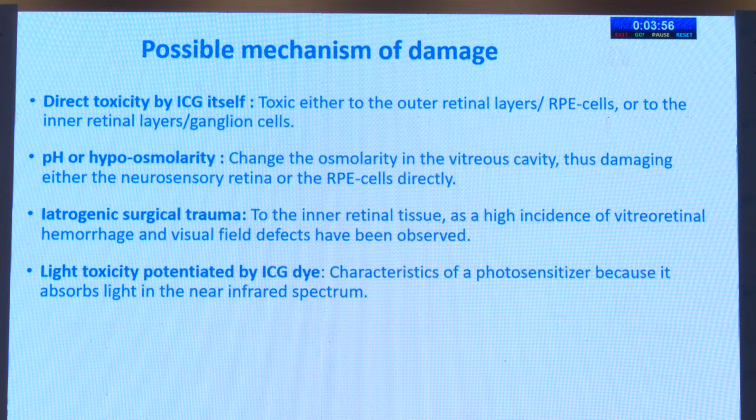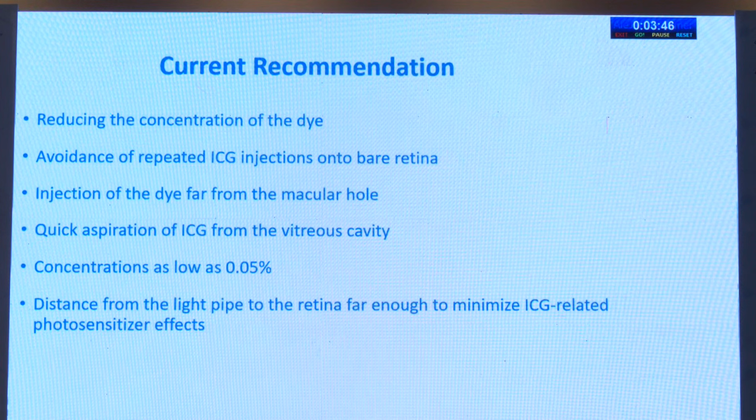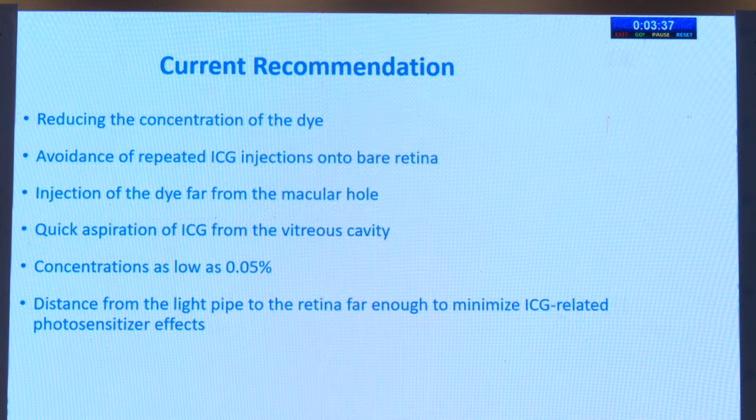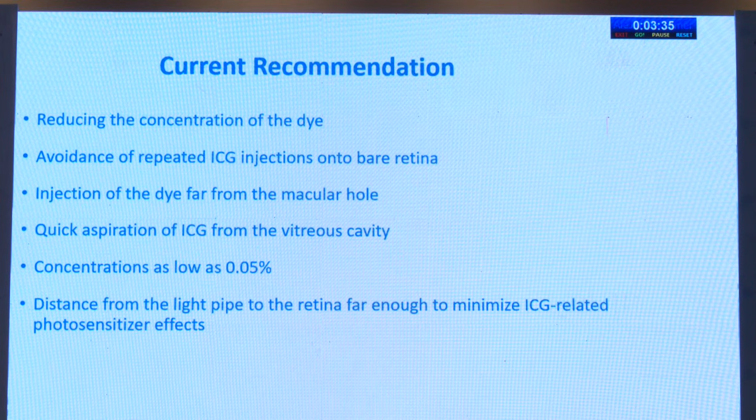So what is the mechanism of toxicity? Basically the direct toxicity of the ICG is mainly related to pH, or iatrogenic surgical trauma, or the light toxicity potential of the ICG dye. So the current recommendation is to reduce the concentration of the dye, avoid repeated ICG injection into the bare area, and inject the dye far away from the macular hole. It should be quickly aspirated from the vitreous cavity, and you should use a low concentration of the dye.